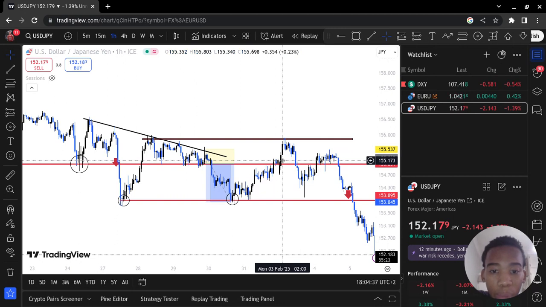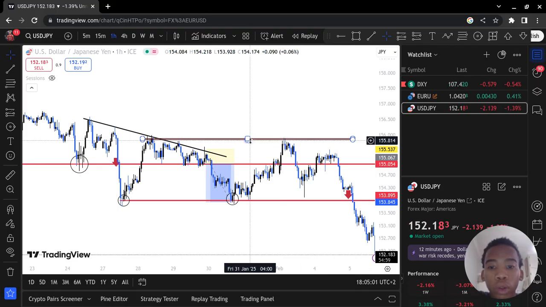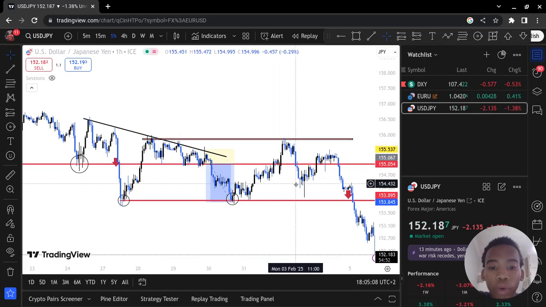Secondly, this happens in Asia session. For me, that's 3 o'clock in the morning. You can see my time zone there. Wherever you are, it might be different. So yeah, that's our second confirmation: not only are we at a zone, but we're also in session rejecting off of this level, right?